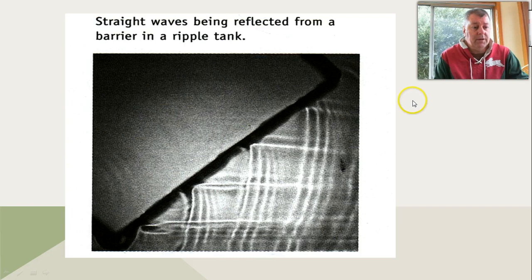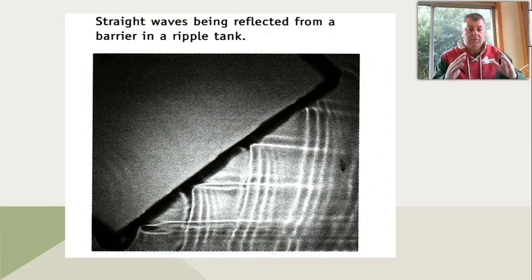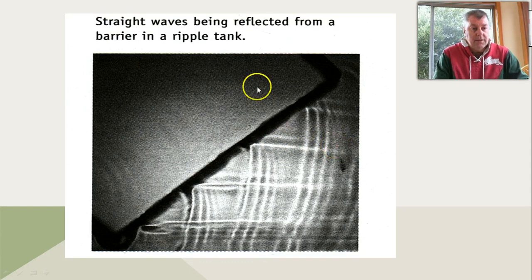Okay, now what we've got here is a picture of a ripple tank. A ripple tank is just a small pool of water, usually about that thick, that we make water waves in, and we shine a light through them, and where you've got a crest and a trough, you either get a beam of white light or a dark shadow, depending on what it's doing to the light. And we'll pull one out and demonstrate it to you in class. So here we have straight waves being reflected from a barrier in a ripple tank.